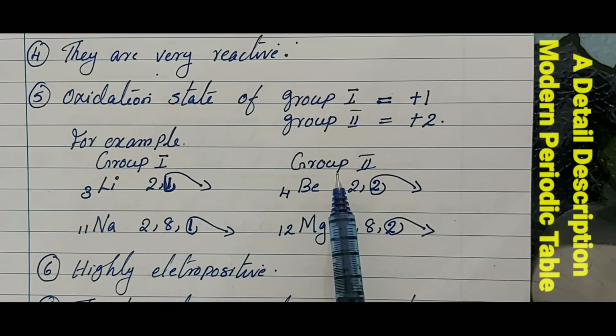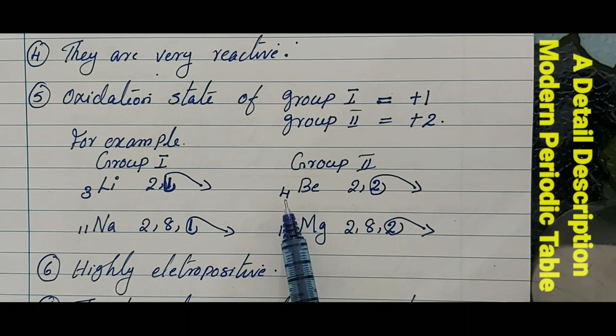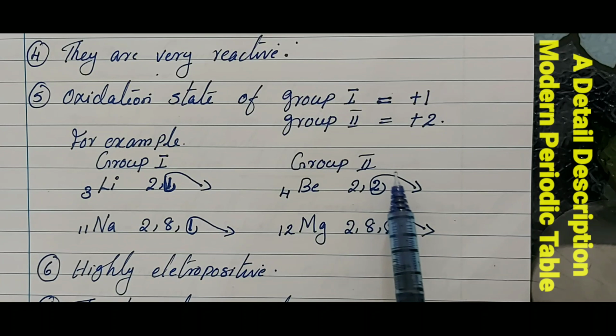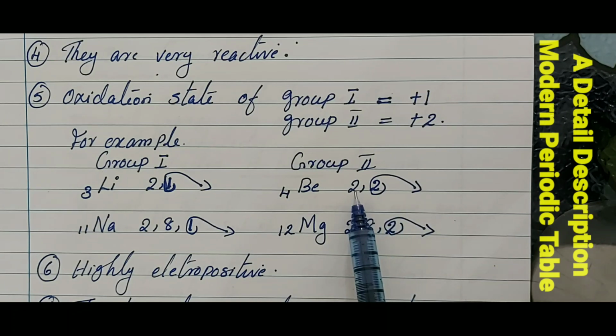Likewise, when you move to group 2, you can see beryllium is the first member, atomic number 4, configuration 2,2. Definitely, it will lose these two electrons and attain the duplet. Magnesium, 2,8,2, the last electrons will be removed easily to attain the octet configuration.